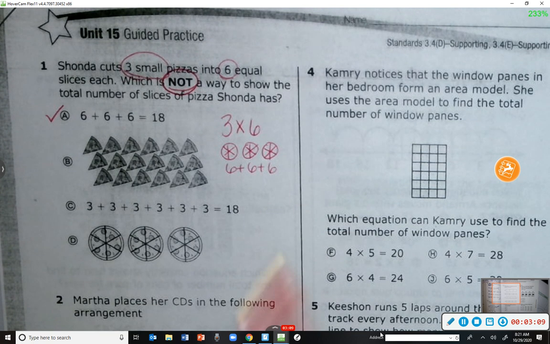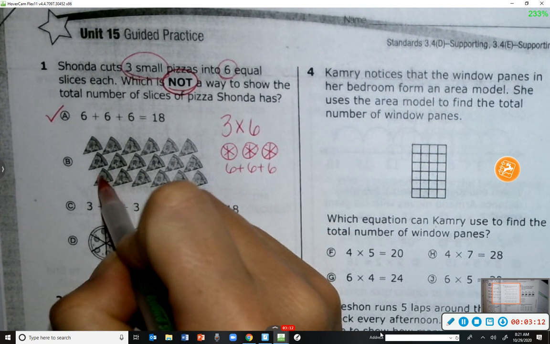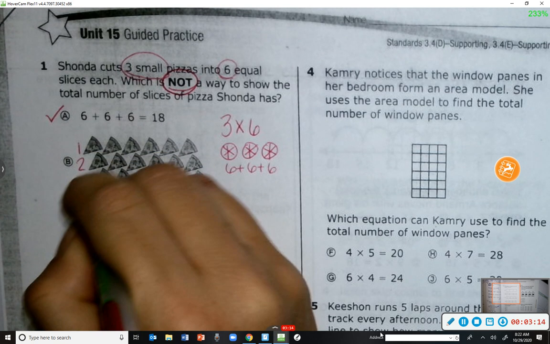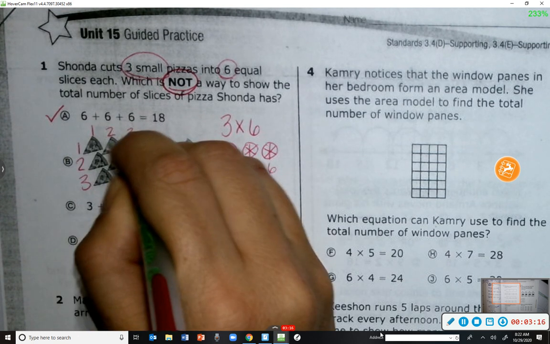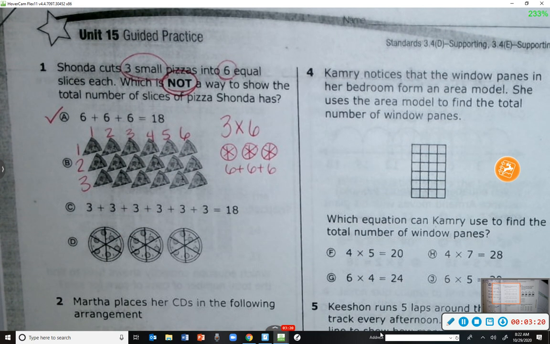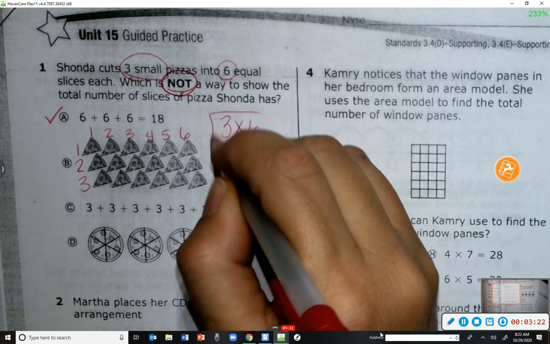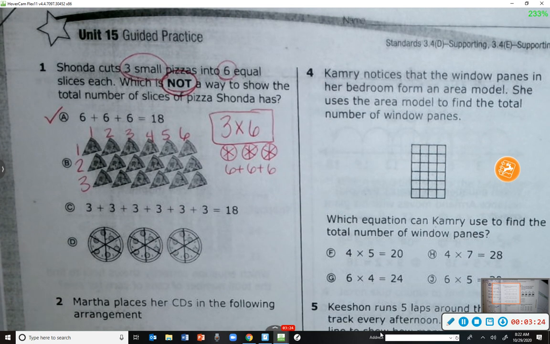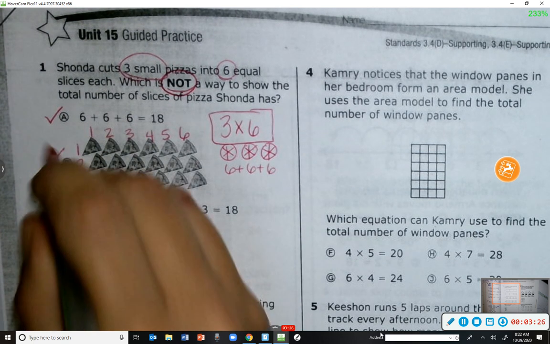Let's look at B. 1, 2, 3 rows, and 1, 2, 3, 4, 5, 6 columns. Does that represent our multiplication sentence? Yes. So that one looks good.